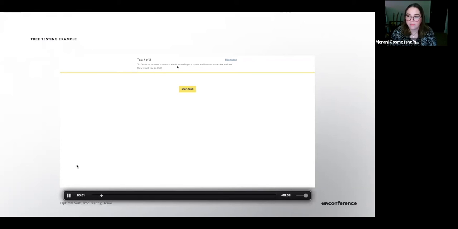Want to move house and want to transfer your phone and internet to the new address. How would you do that? So we need to find within this navigation where I would think I could find that information. And I'm gonna click my account.